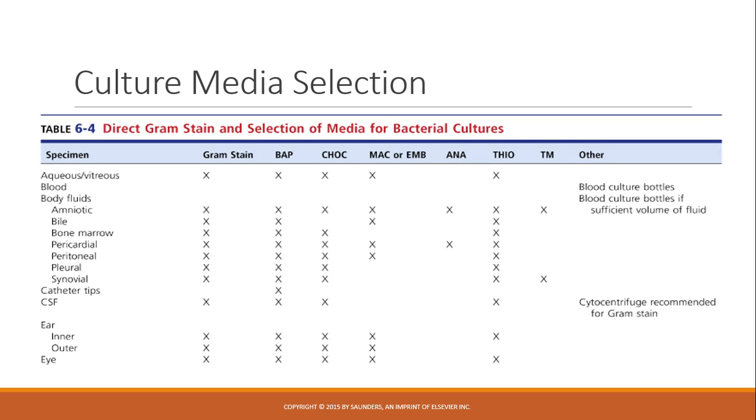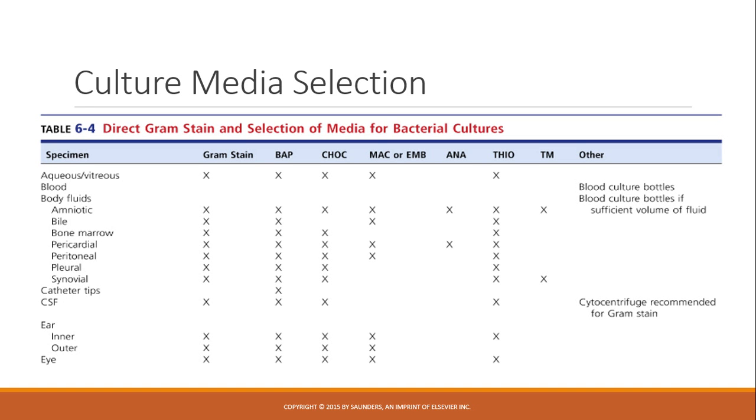So here's an example of when you get a sample, what do you do with it? How do you process it? What kind of media do you put it on? Do I have to do a gram stain or not? Let's look at spinal fluid. I got a spinal fluid from the floor. I've got to do a gram stain on it. I've got to set up a blood agar plate, or sheep blood agar plate. I've got to set up a chocolate agar plate. I've got to set up a thioglycolate broth, and then some other notes. Cytocentrifuge recommended for gram stain.